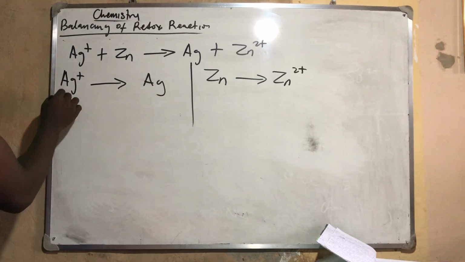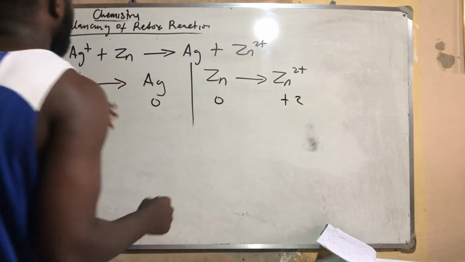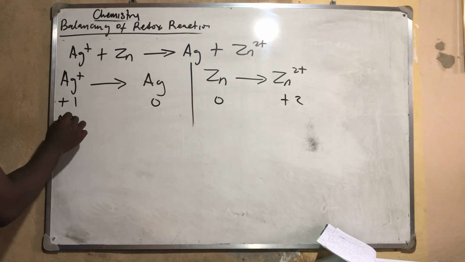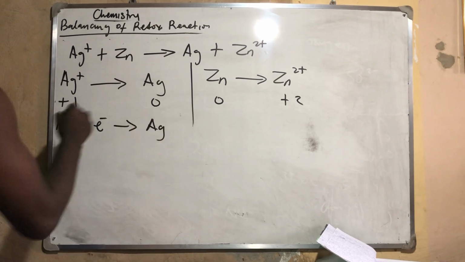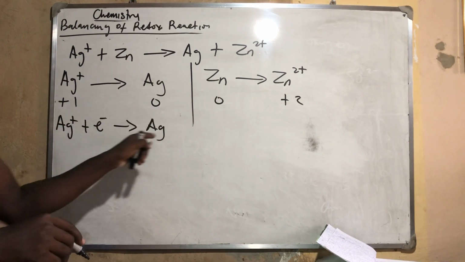If you look at it, this is plus 1 and this is 0. This one is 0 and this is plus 2. This is bigger than this by 1. So I will say Ag+ plus 1 electron to give us Ag. And for the fact that we added the electron on the left hand side, this equation is called what?